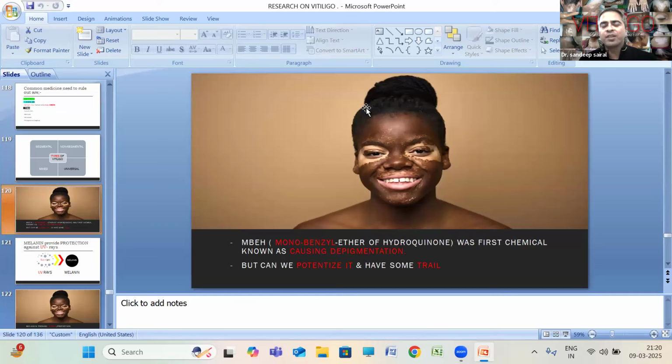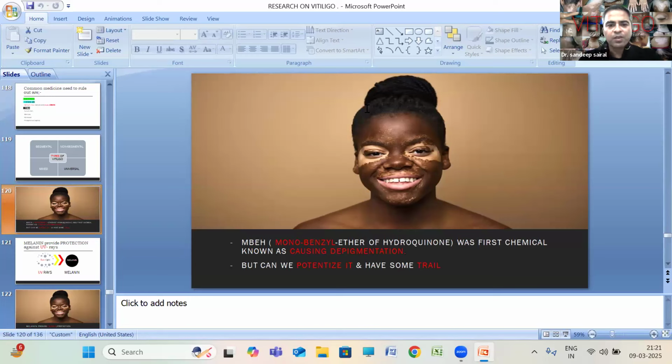In homeopathy, we have a concept: if a substance can produce symptoms, it can also treat those symptoms if given in a potentized form. So I have a thought: can we potentize this MBEH, because it can cause depigmentation? Can we potentize it, have some trials in CCRH and government homeopathic hospitals, and publish the results on a public platform?